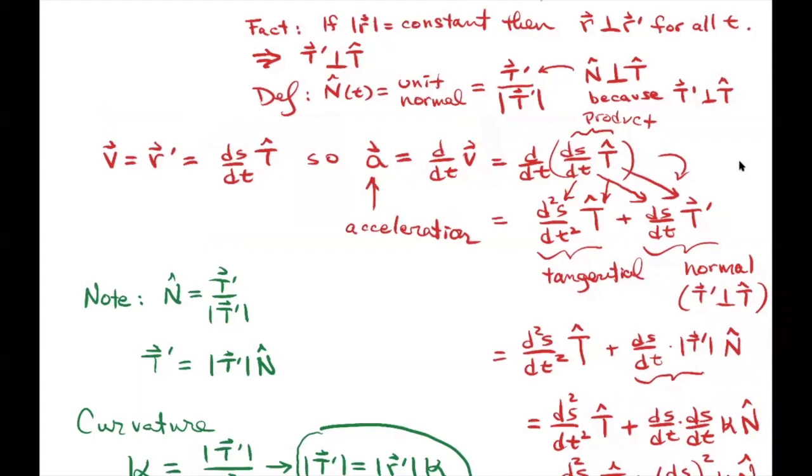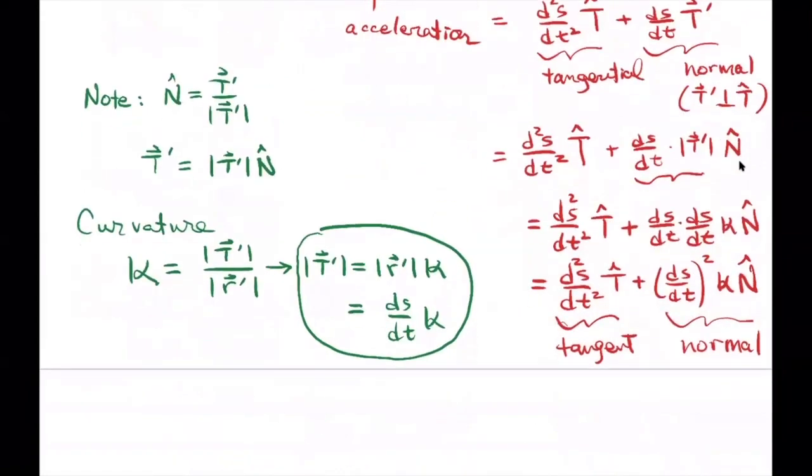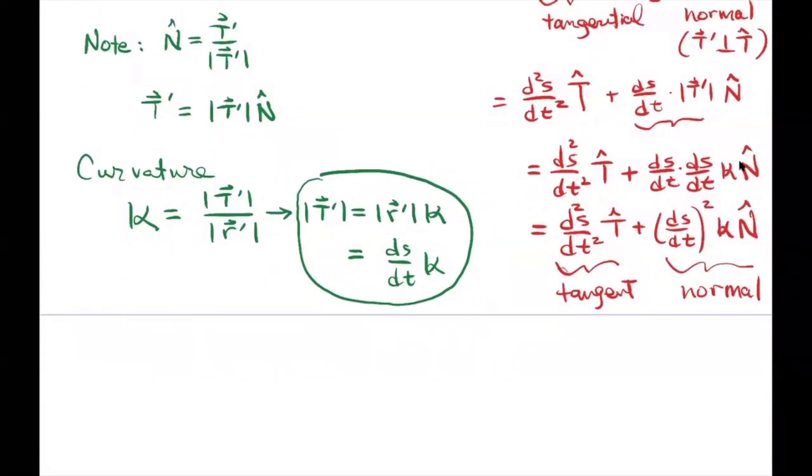Okay, got it. So all of this decomposition was nothing more than a well-timed application of the product rule. And the product rule is what splits acceleration into tangential and normal components. It's kind of weird, it's kind of crazy, but it works. Okay, any other questions?